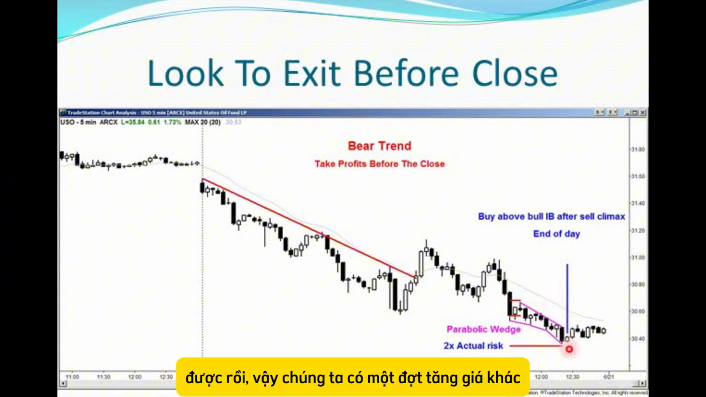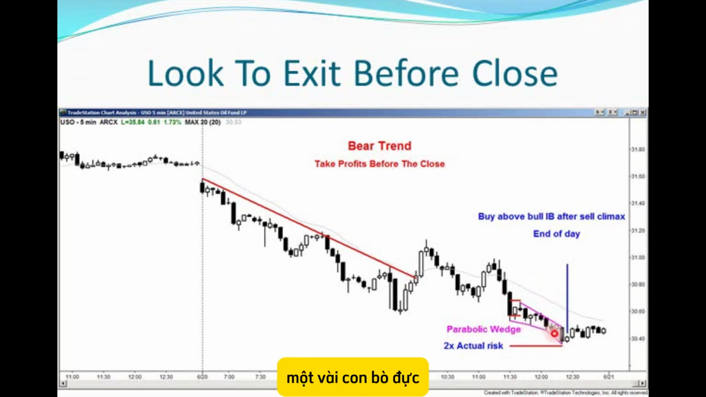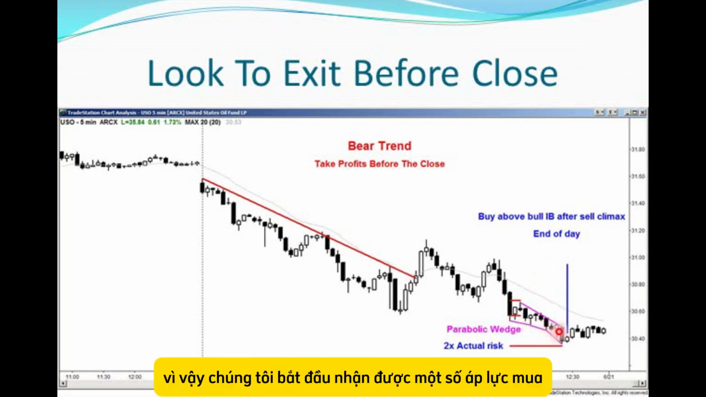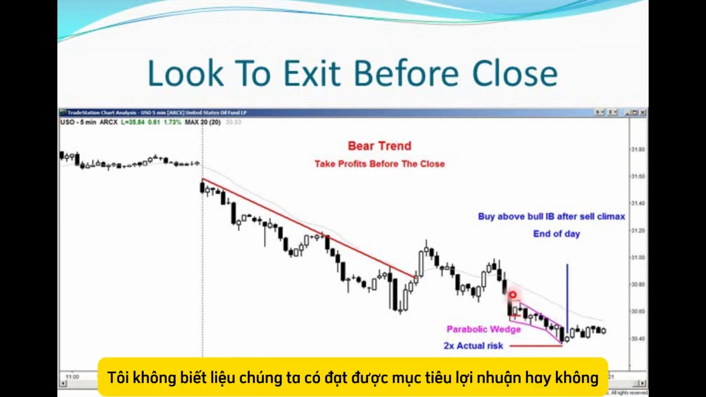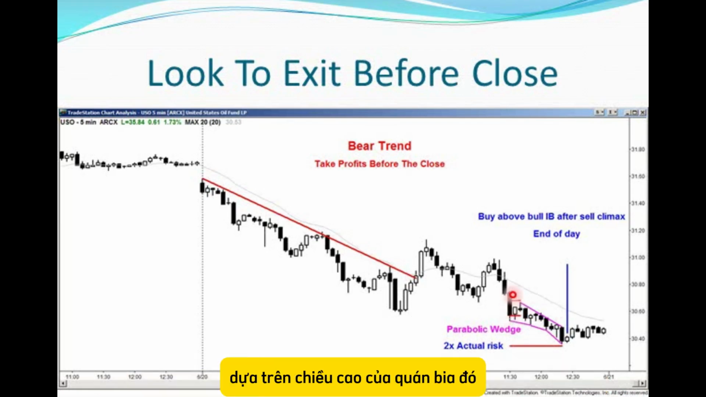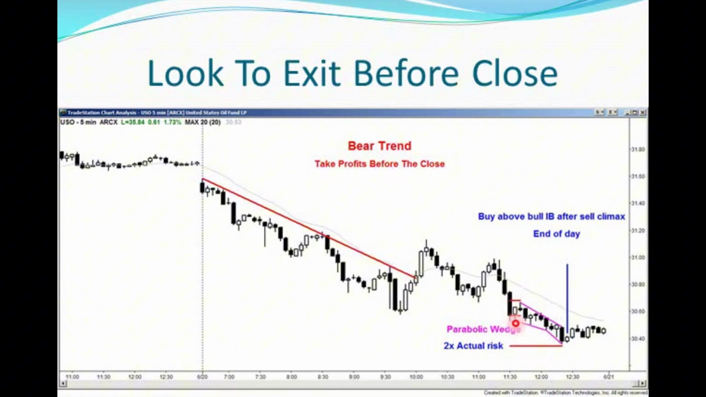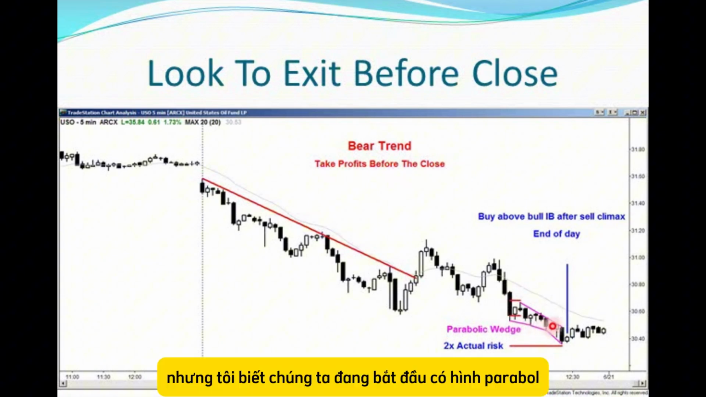All right, so we have another bull breakout. We had 3 pushes down, 1, 2, 3, a couple bull dojis, so we're starting to get some buying pressure. And we came almost to 2 times the actual risk based upon that low one short. I don't know if we're at the profit target based upon the height of that bear bar, but I do know we're starting to get parabolic.